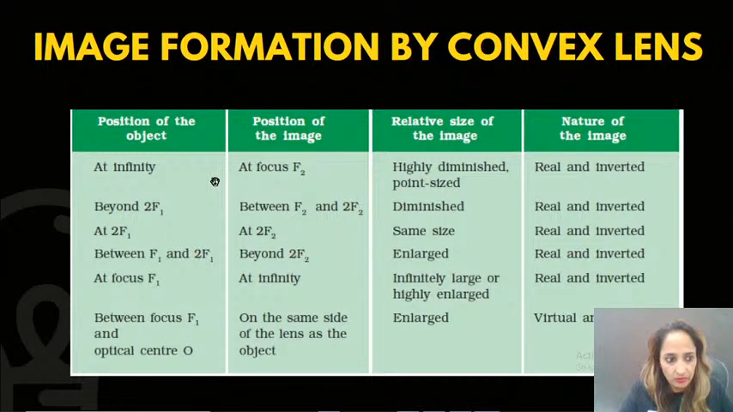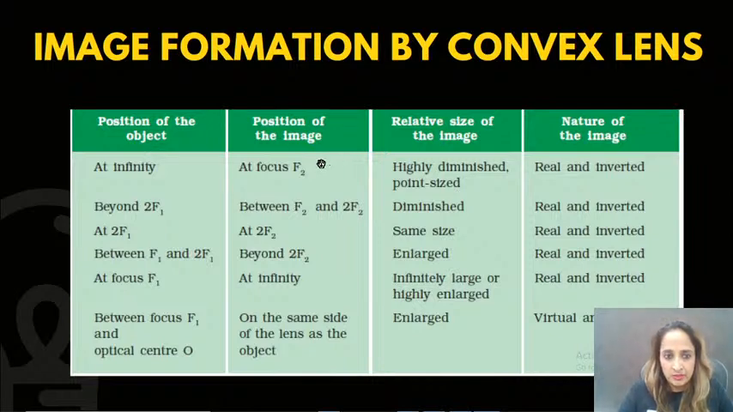So if we go over the images which are formed by convex lens, we get 6 different types of images. Okay, and the type of images that we get depends upon the position of the object. Okay, and this is the table that is given in your NCERT book, and I have picked it from there only. So if you have a closer look at the table, it says position of the object, where the object is positioned in front of that convex lens.